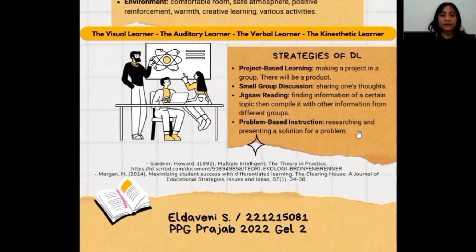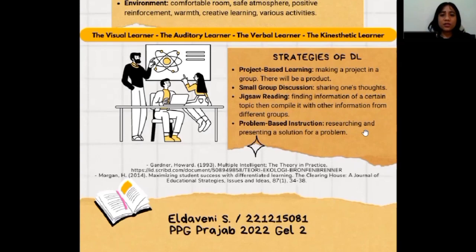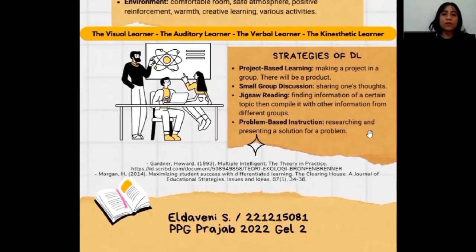That's jigsaw reading. And then problem-based instruction. It's about researching and presenting a solution for a problem. The teacher will lead the students to a problem, to a case, and then the students will discuss together, find information about it, and eventually present in front of the classroom the solution that they may suggest.